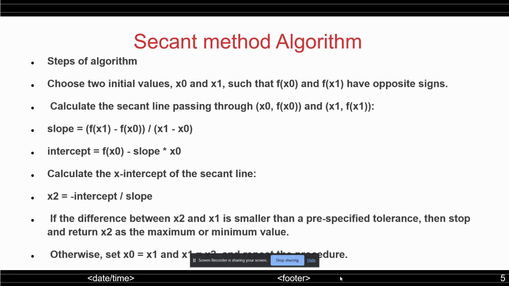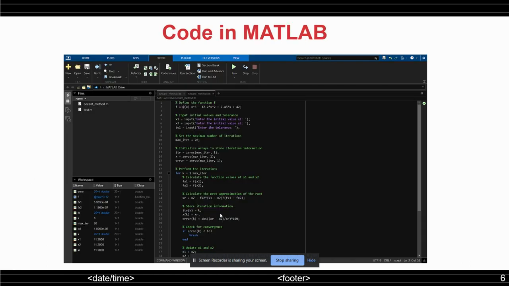Calculate the secant line passing through x0, f of x0 and x1, f of x1. That is, the slope of the given line is f of x1 minus f of x0 by x1 minus x0. Now calculate the x-intercept of the secant line. If the difference between x2 and x1 is smaller than a pre-specified tolerance value, then stop and return x2 as the maximum or minimum value. Otherwise, set x0 equal to x1 and x1 equal to x2 and repeat the same procedure. This describes the secant method algorithm.